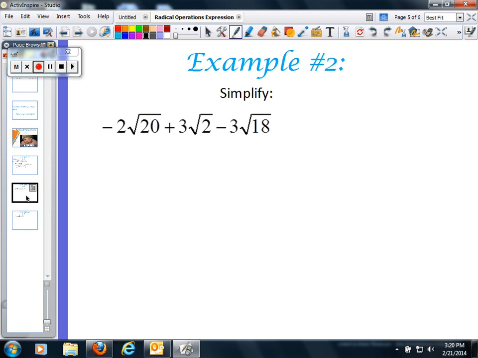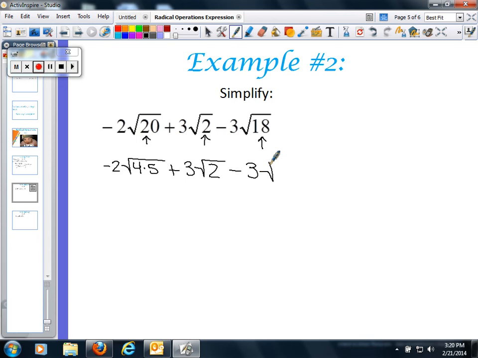This example, however, okay, I have a square root of 20, I have a square root of 2, and I have a square root of 18. These are not like terms. They're all different. So now I have to use those simplifying radical rules that we used. And we want to see if we can simplify any of these radicals first to make them like terms. Okay, so square root of 20 I can write as the square root of 4 times 5. 4 is a perfect square. Plus 3 square root of 2, it can't be simplified at all. So I leave that one alone.